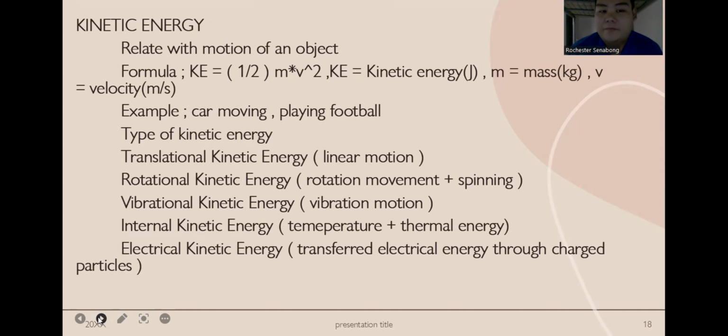There are 5 types of kinetic energy. The first one is translational kinetic energy in linear motion, then rotational kinetic energy, which is rotational movement plus spinning movement. The third one is vibrational kinetic energy, which is energy in a vibration motion. The fourth one is internal kinetic energy, which measures the temperature and also thermal energy. And the last one is electrical kinetic energy, which is energy that transfers electrical energy through charged particles.